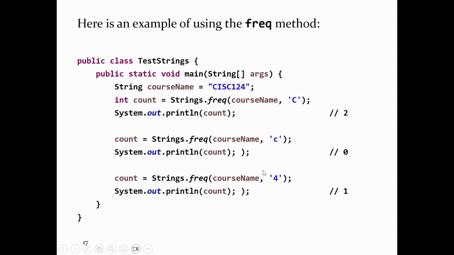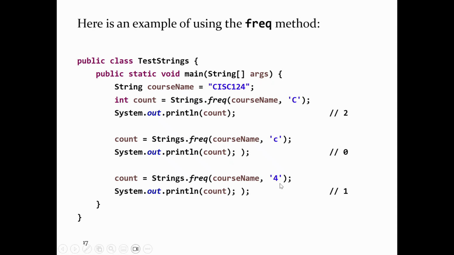Okay, now if you wanted to use the frequency method, this time I'm making a separate class. Got a little main method. I'm just going to call the frequency method from another class. So Strings.frequency, the number of uppercase C's in courseName. CISC124 has 2 uppercase C's, so you get 2. Strings are case sensitive, so the number of lowercase C's is 0, and the number of 4s there is 1.